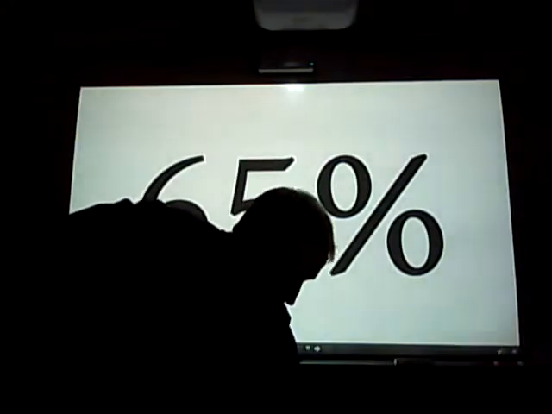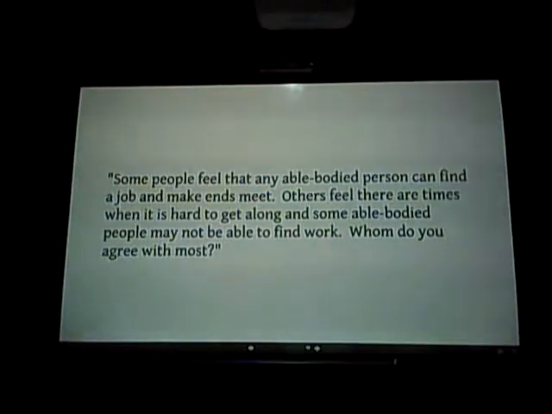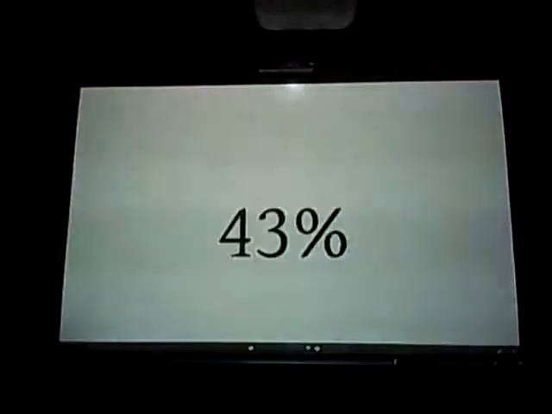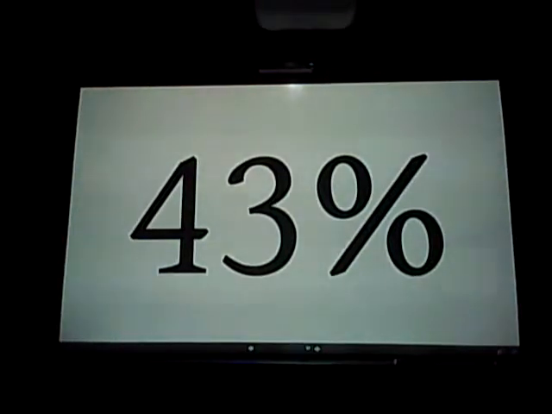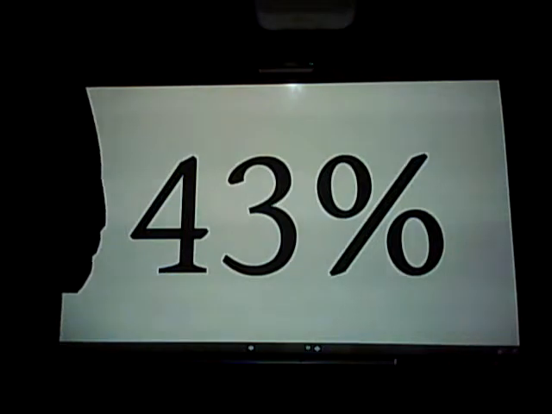Let me show you real quick why it's loaded. Here's the same question asked a little bit differently. Some people feel that any able-bodied person can find a job and make ends meet. Others feel there are times when it's hard to get along, and some able-bodied people aren't able to find work. Whom do you agree with more? So instead of just showing one side, it showed both sides. And when this question was asked this way, only 43% of people said any able-bodied person should be able to find work. Okay? So loaded questions sometimes aren't so obvious, but they're important for you to take into account anytime you're looking at a poll.